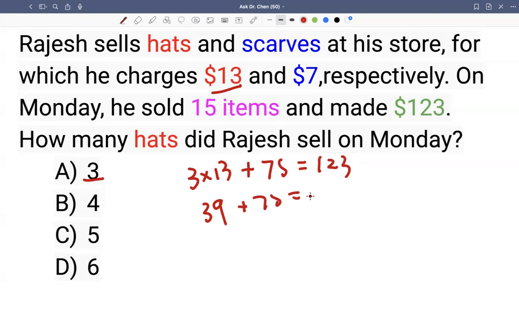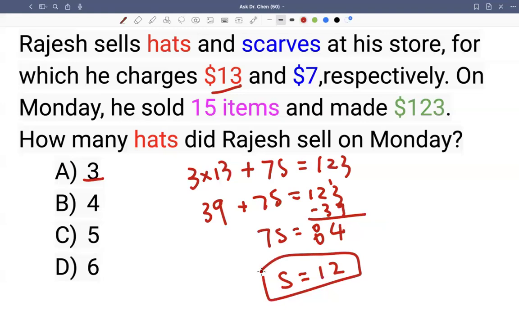So let's solve this linear equation to see if it's possible to get S. Subtract 39 on both sides. 7S equals 123 minus 39, which gives us 84. Divided by 7, 84 divided by 7 is 12. So 12 plus 3 makes 15 items.